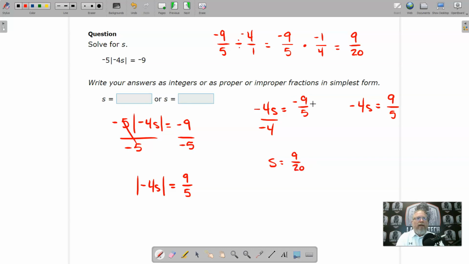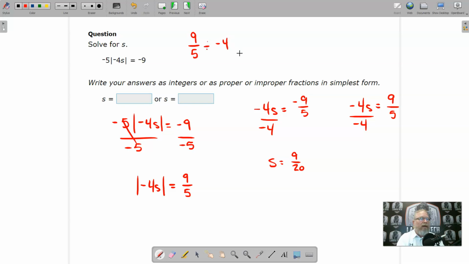So in this case here, we'll do it again. We'll say it again because I'm going to do it with the 9/5 here. So what I'm going to do again is take the 9/5 and divide by negative 4. So I need to divide 9/5 by negative 4. So 9 over 5 divided by negative 4. Okay. And now I want to rewrite negative 4 as a fraction.